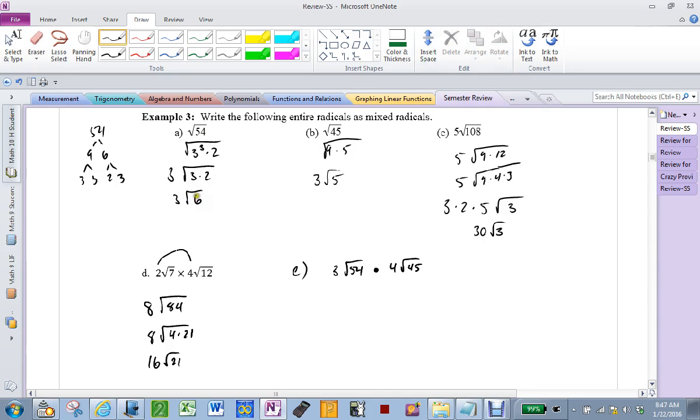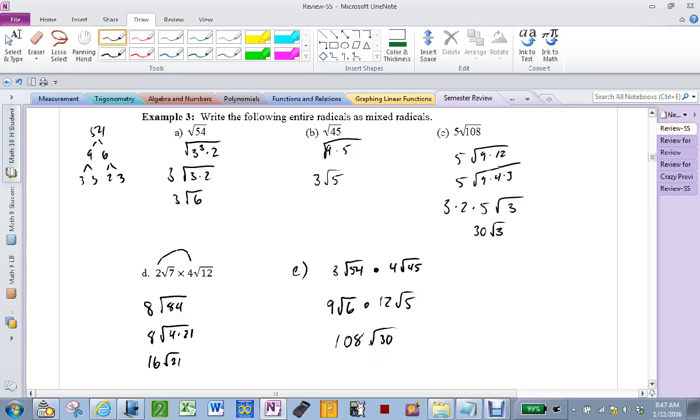It's 3 root 6, right? And what's out in front? 3. So this is 9 root 6, yeah? This one is 3 root 5. What's out in front? 4. So it's 12 root 5, yeah? Now, 9 times 12, 108, which we had right here. 6 times 5, root 30. Does root 30 get simpler? No. 2 times 3 times 5. No pairs.